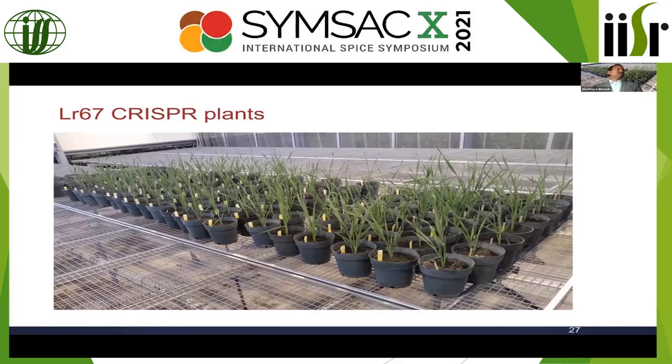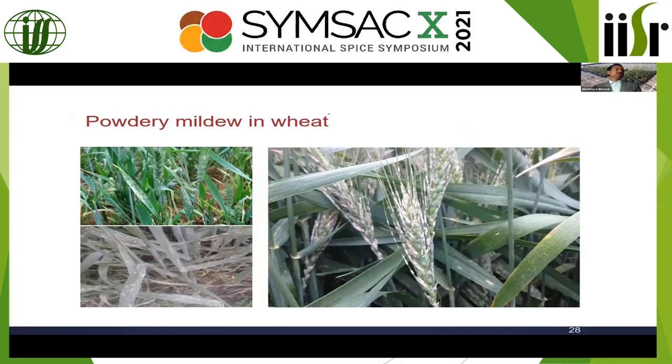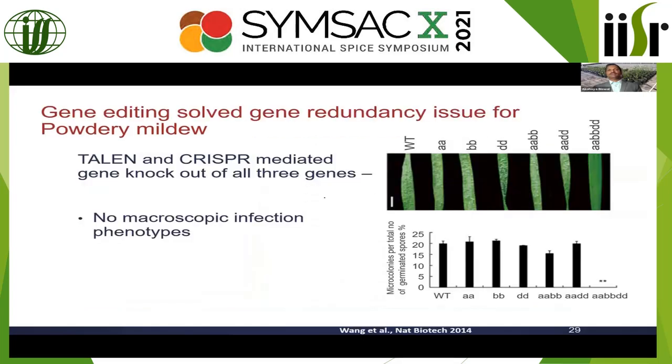Another disease that I'm interested in and we are working on is called powdery mildew. This is also widespread in India, China, and many other countries. The yield loss is generally about 40%, and it can be as high as 100%. And some work has been done on this before.